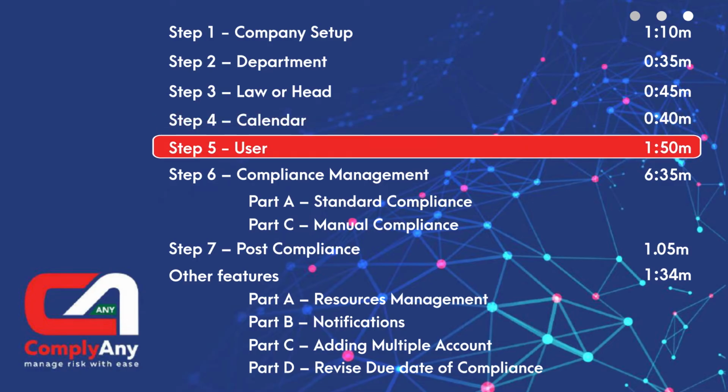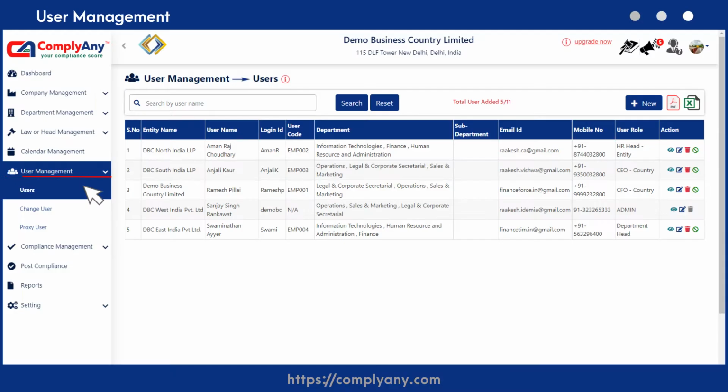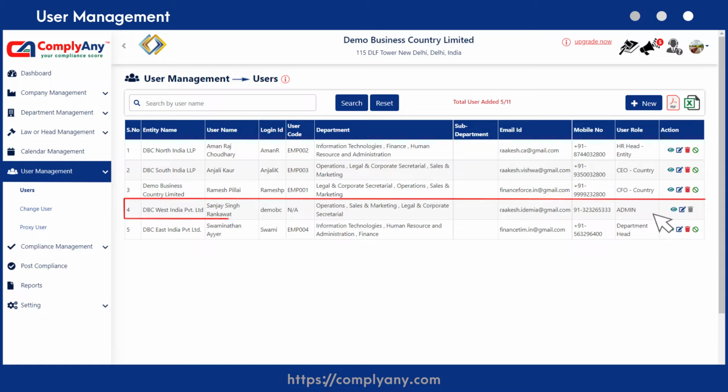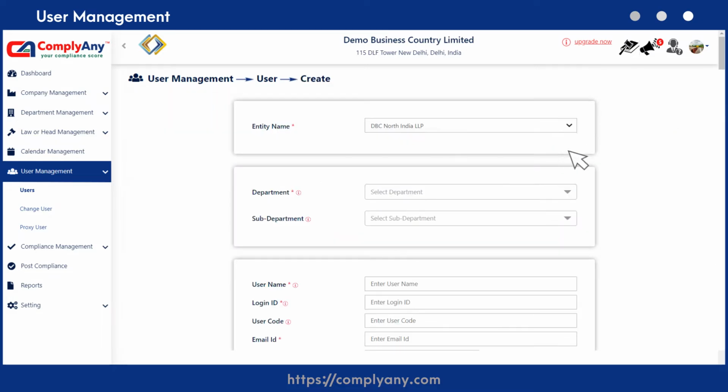Step 5: User management. The first user is created based on details you entered during the customer registration process. This user is the super admin, having all the rights. Other users or admins can be created by the super admin. Click the plus new button to create a new user. Select entity. Select department and sub-department, if any.